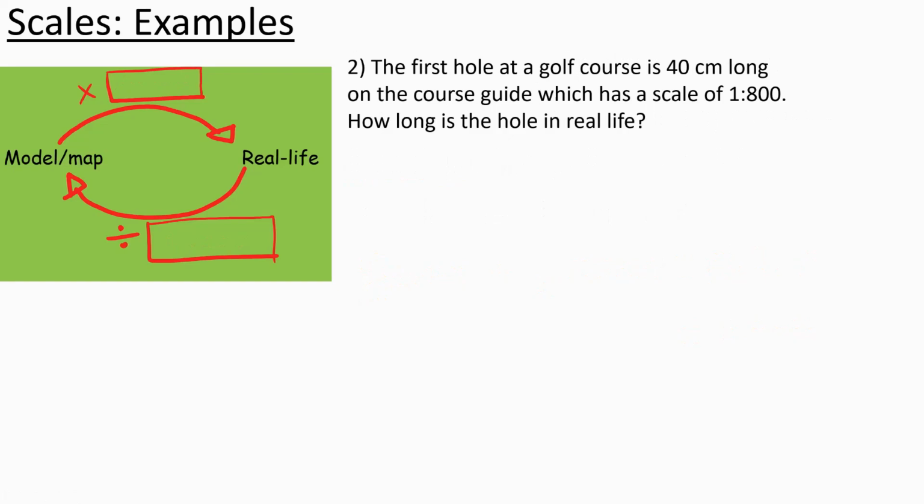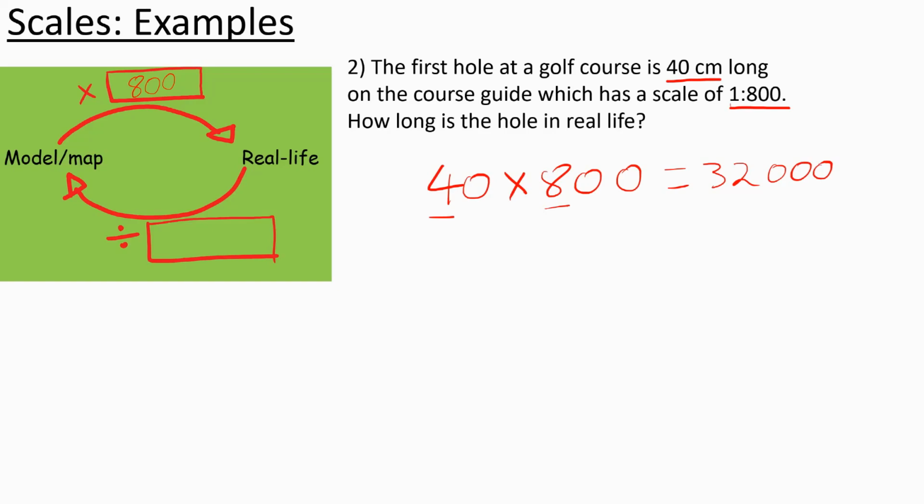The first hole at a golf course is 40 centimetres long on the course guide with a scale of 1 to 800, and we want to work out how long the hole is in real life. Again, we're going from the model to real life, so we would need to multiply by 800, that's our scale. So I would need to do 40 times 800. So 4 times 8 is 32, so I've got 32 with 3 zeros. Because it was 40 centimetres in the course guide, this is still centimetres.